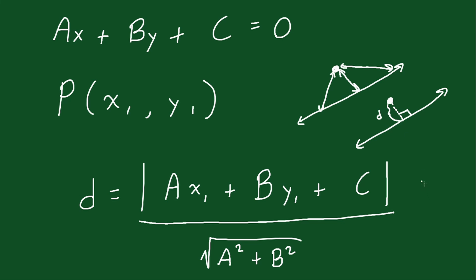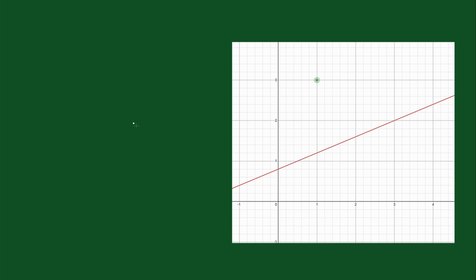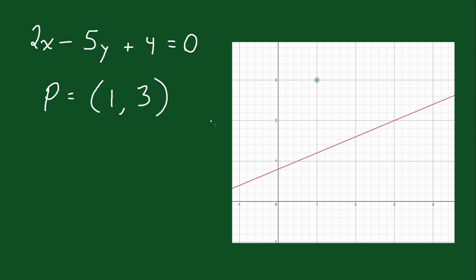Okay, so let's do an example. So you can see my graph here I've drawn up in Desmos. I have a line and I have a point. The equation of this line is 2x minus 5y plus 4 is equal to 0. And this point P exists at the coordinates 1, 3. Okay, and again, the distance we're looking for is this distance here. I'm using a blue vector here just to represent that distance. That's the measurement we're trying to find.